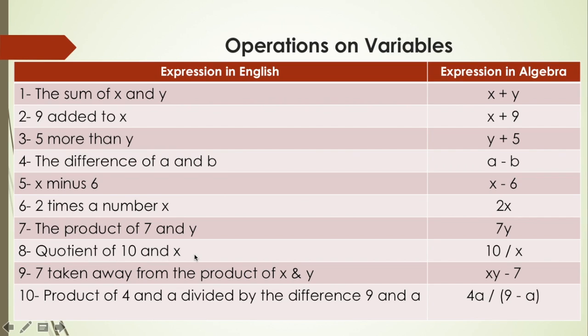Quotient of 10 and x is 10 over x. 7 taken away from the product of x and y is xy minus 7. The product of 4 and a divided by the difference 9 and a is simply 4a over 9 minus a.